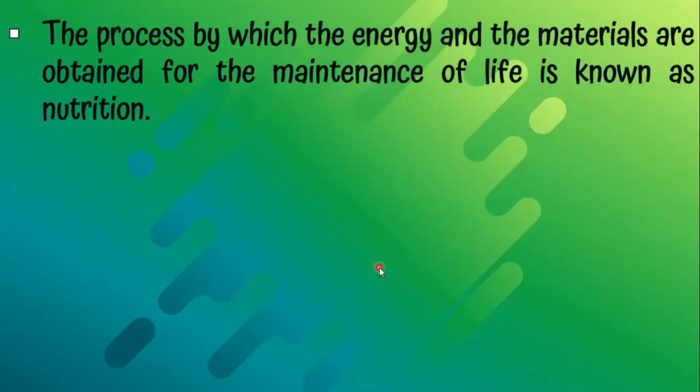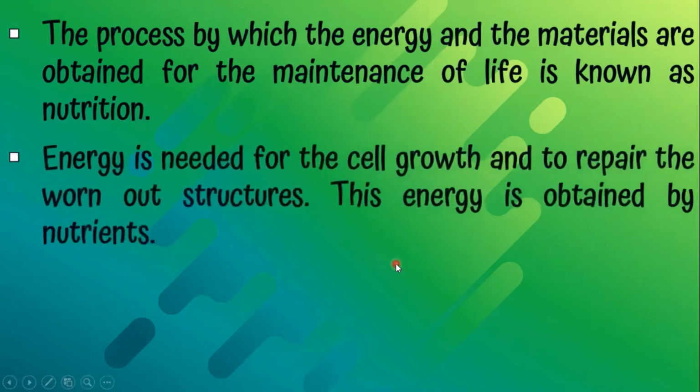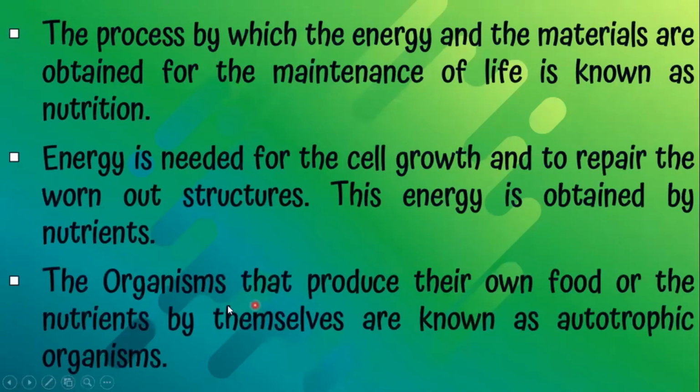Those processes by which the energy and the materials are obtained for the maintenance of life is known as nutrition. Energy is needed for cell growth and to repair the worn out structures. This energy is obtained by nutrients. The organisms that produce their own food or nutrients by themselves are known as autotrophic organisms.